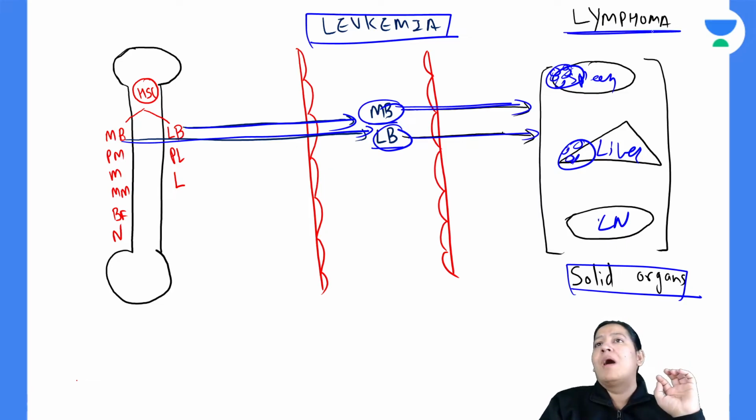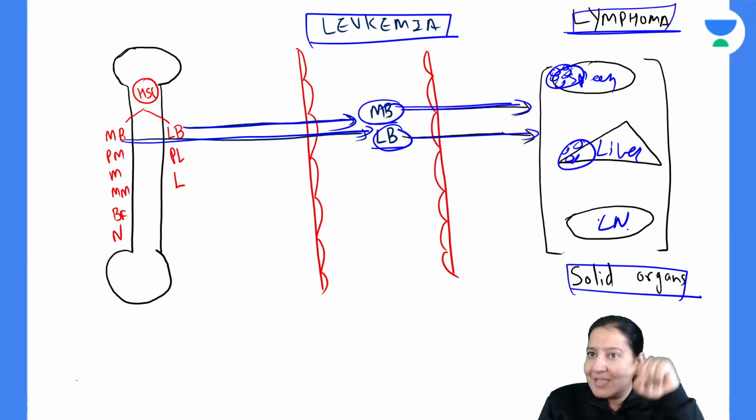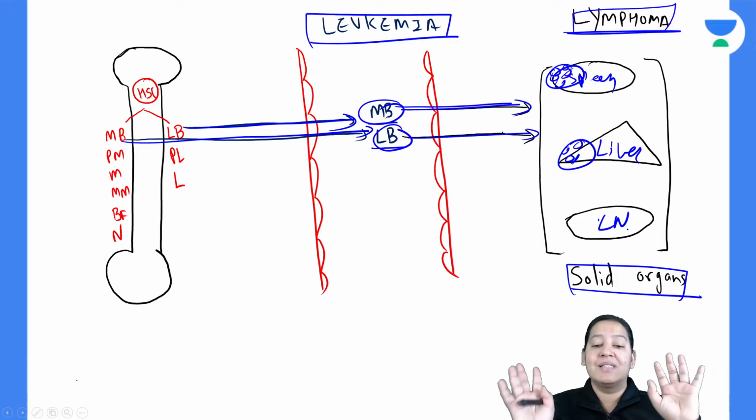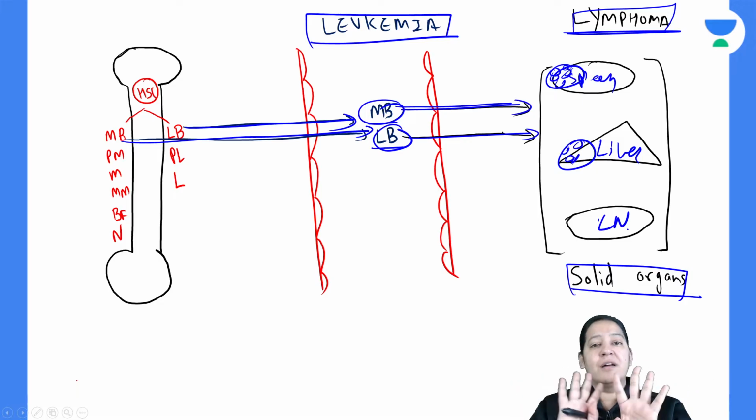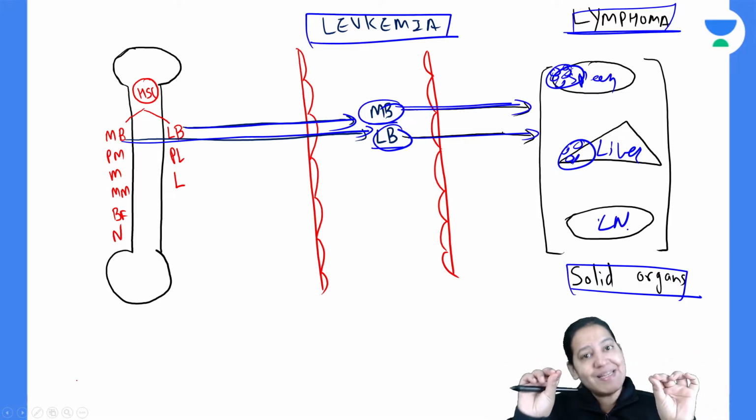Now it is known as lymphoma. So lymphoma is blast in the solid organ. So let me summarize. Now these are the basics. These are the concepts you should know. Right? There is nothing to mug up. You have to understand the pathology.